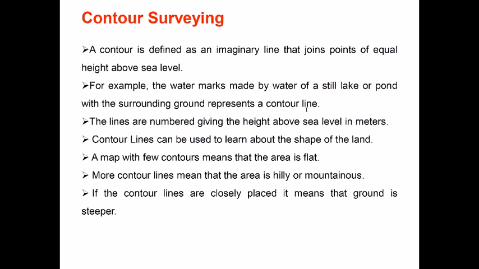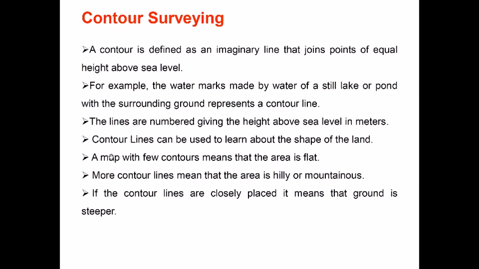And as the water level keeps on changing, those marks will keep going down or going up. Similarly, if you throw a stone in water, the ripples that form also take the form of a contour. The lines are numbered, giving the height above sea level in meters, or it can be in feet. It is not a rule that it has to be in meters. And contour lines can be used to learn about the shape of the land.